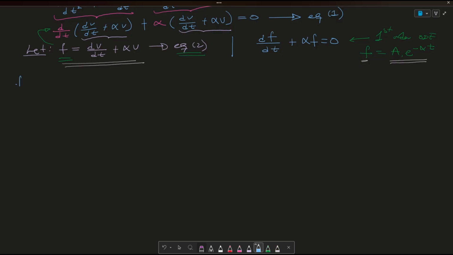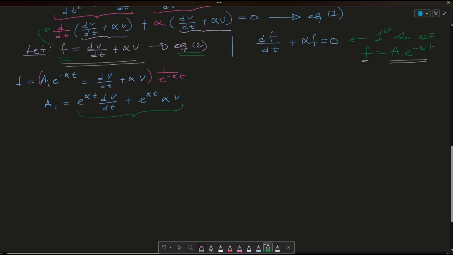So to continue, let me say that f, equated to a1 e to the minus alpha t, is equated to dV over dt plus alpha V. If I multiply both sides by 1 over e to the minus alpha t, I get that a1 is equated to e to the alpha t dV over dt plus e to the alpha t times alpha V. I hope this makes sense, how we distributed this 1 over e to the minus alpha t.